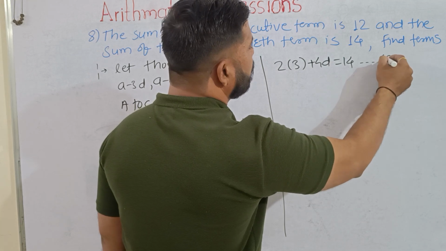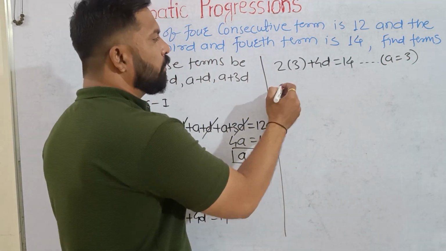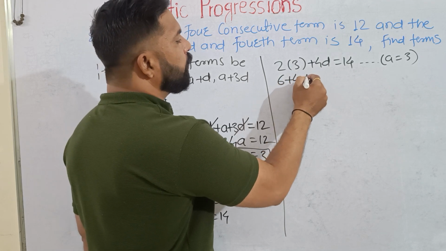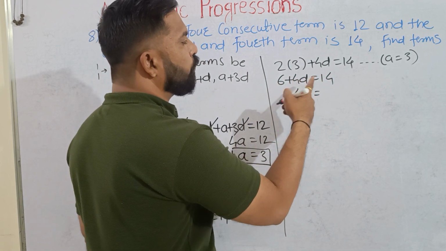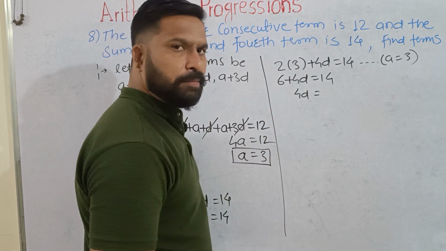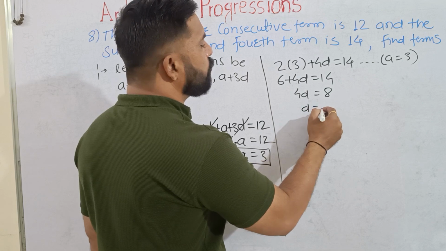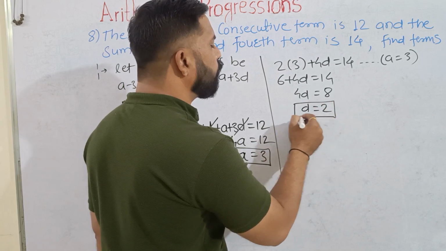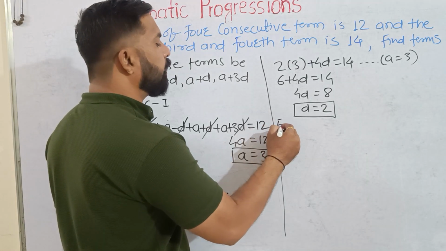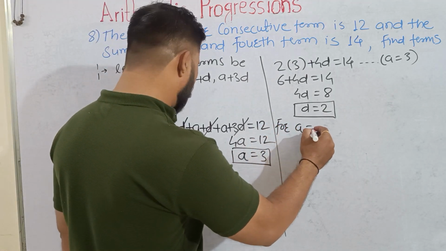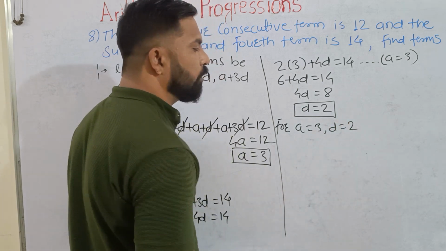What is the reason here? A is equal to 3. Now 6 plus 4d is equal to 14. 4d is equal to 14 minus 6, which is 8. D is equal to 2. It is simply 2, not positive negative 2. Now here you can write: a is equal to 3, d is equal to 2.